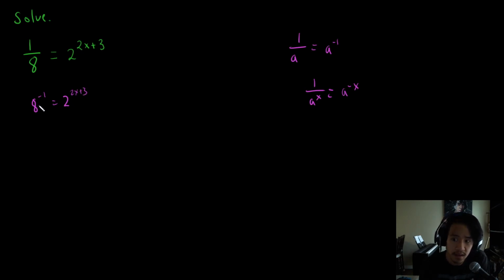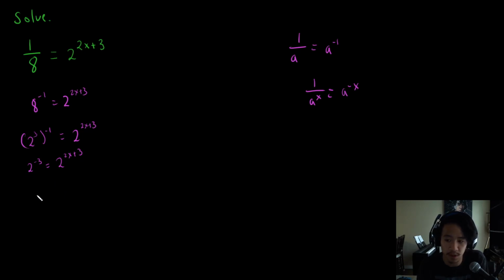And now 8 is just 2 to the third. So 2 to the third, all to the negative 1. And over on the right is 2 to the 2x plus 3. Now here you have a power raised to a power, so we can multiply those together. So 2 to the negative 3 is equal to 2 to the 2x plus 3. Our bases are the same, so we're going to set the exponents equal to each other.